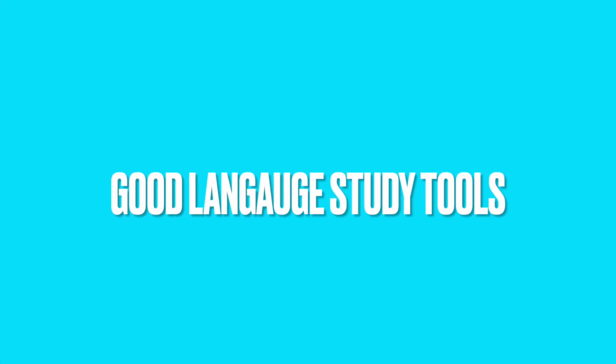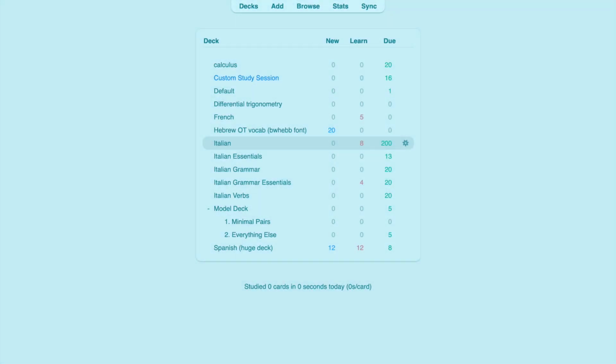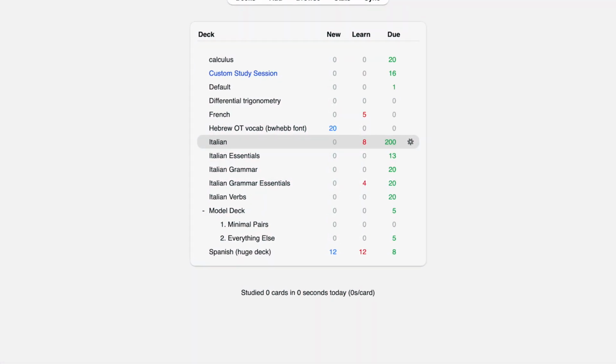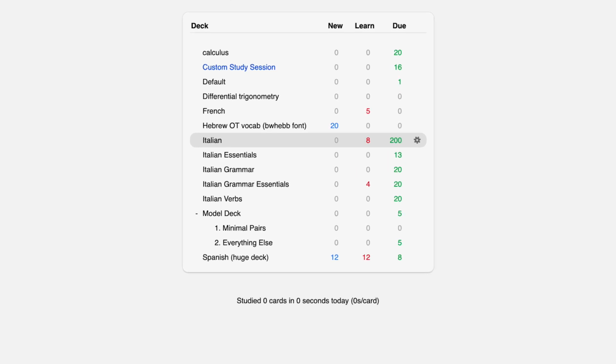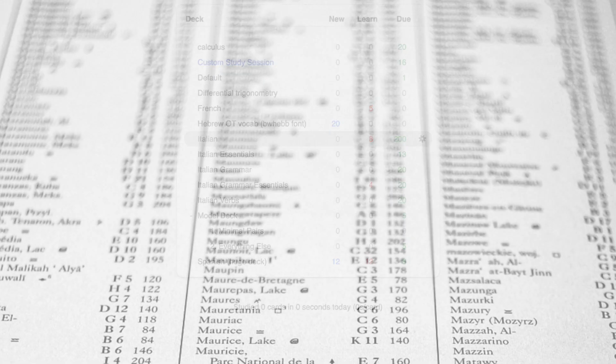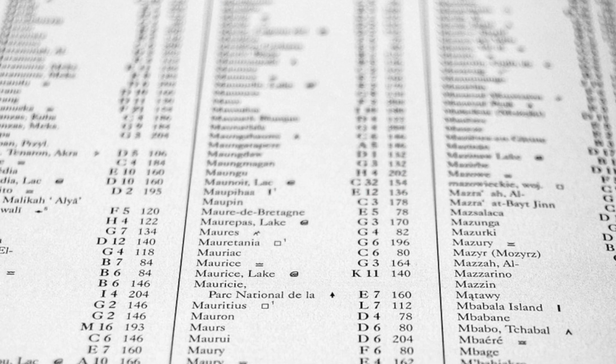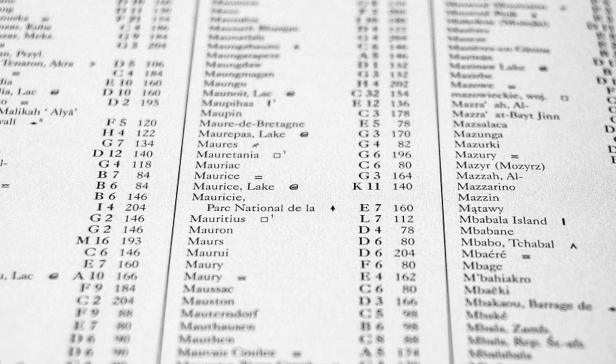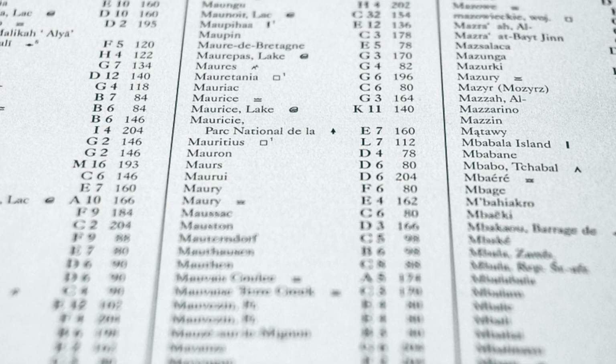Good language study tools. Because language study, more than any other area, relies so much on memorization, one of the best tools for a learner is to get good at making flashcards, either physical or through a flashcard system like Anki. When used correctly, flashcards can be applied in ways that enhance our capacity to memorize long lists of things.